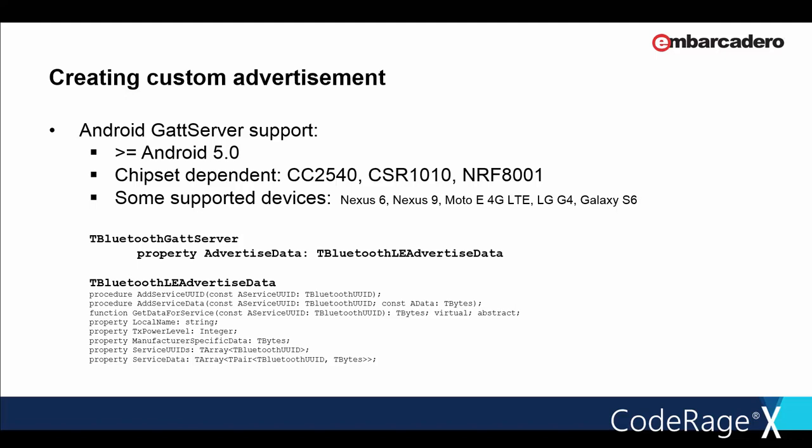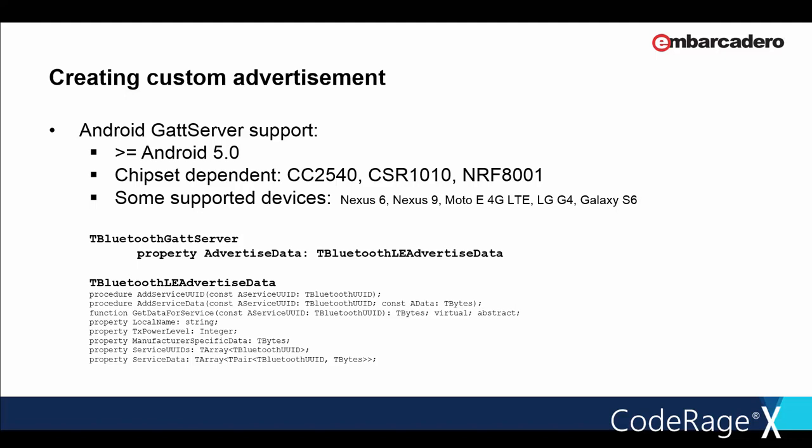Now, when we create a GATT Server, we also can customize its advertise data. In the same way that we have an advertise data in the Bluetooth LE device, we also have a property in the TBluetoothGattServer class, the advertise data property, that allows us to customize what our GATT Server is advertising. There are some restrictions here because Mac and iOS only allow to customize the services UUIDs and the local name for the GATT Server. All the other fields are ignored for Mac and iOS.